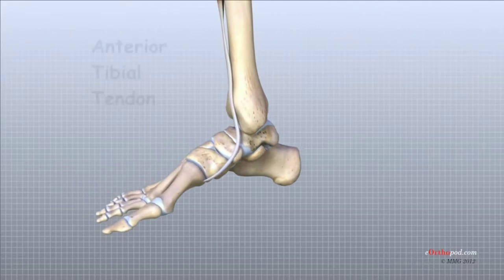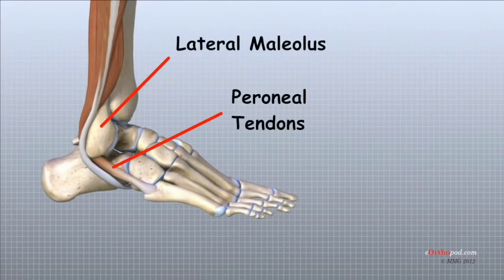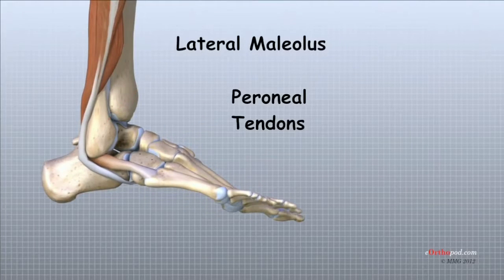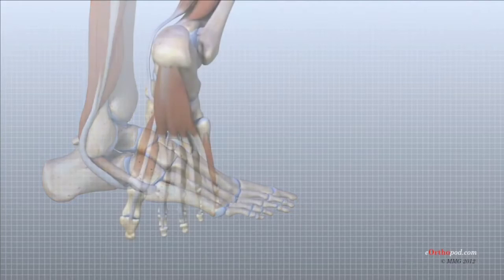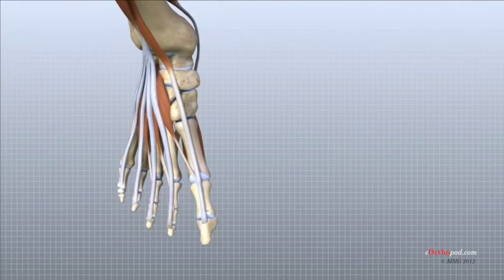The anterior tibial tendon allows us to raise the foot. 2 tendons run behind the outer bump of the ankle, called the lateral malleolus, and help turn the foot outward. There are a set of tendons that bend the toes down or flex the toes, and a set of tendons that straighten or extend the toes.